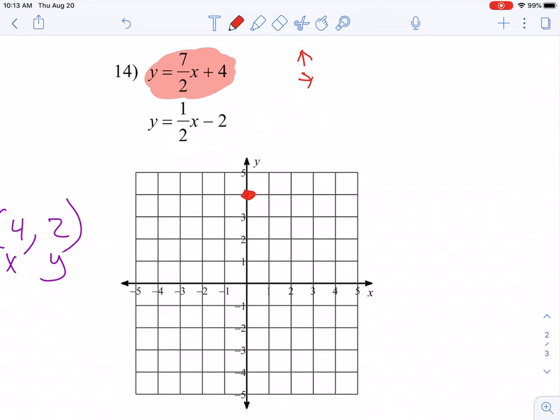So instead, I have to do the opposite. I'm going to go down and left. So I'm going to count down 7. I'm getting that 7 from here. Left 2. So down 1, 2, 3, 4, 5, 6, 7. Left 1, 2. And there's my other point. Connect my points. Just going to remake a point there.